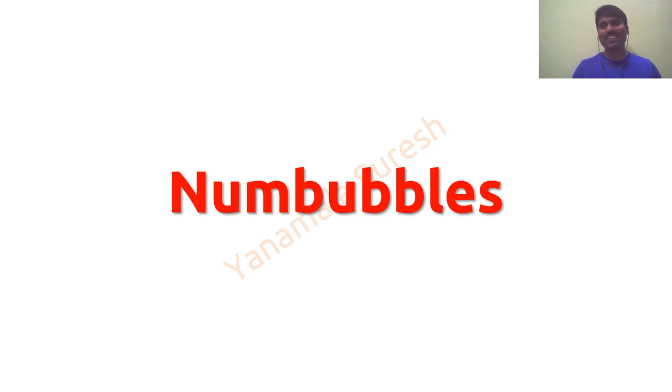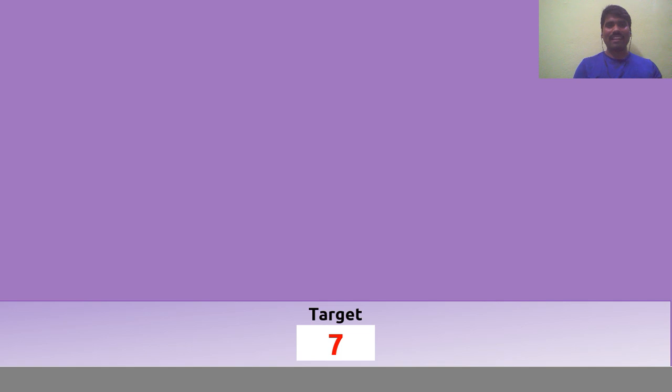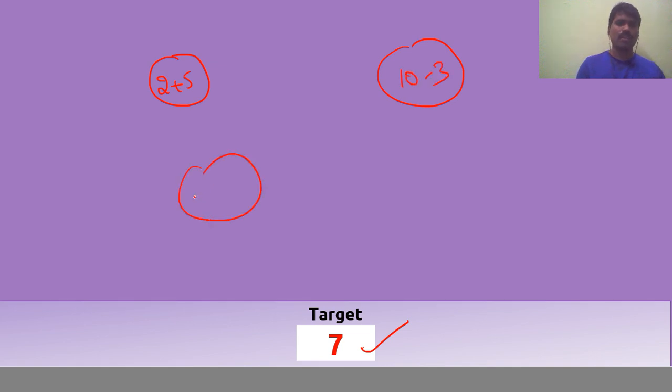Numbables. Now here is the interesting part, this one. Seriously guys, you will definitely like this one the most. Now look here. The screen will be like this. They have given a target of 7. Sir, what exactly is this 7? See, something like bubbles. They're going to give bubbles something like this: 2 plus 5 is one bubble, another bubble is 10 minus 3, another bubble 7 into 1, and another bubble, let's say, 10 divided by 2.